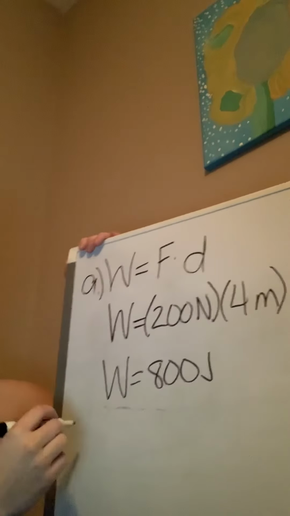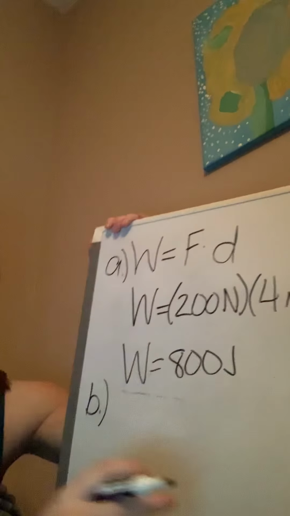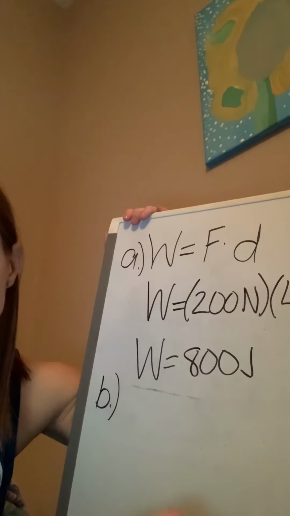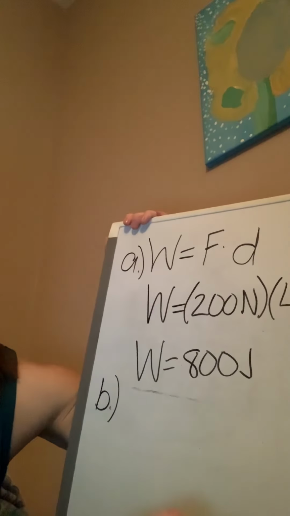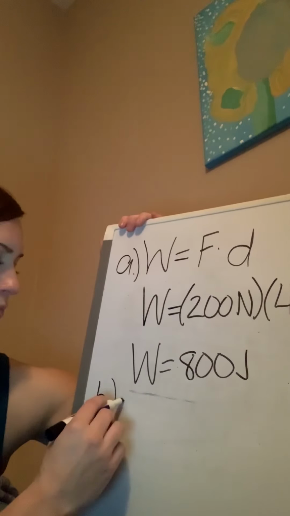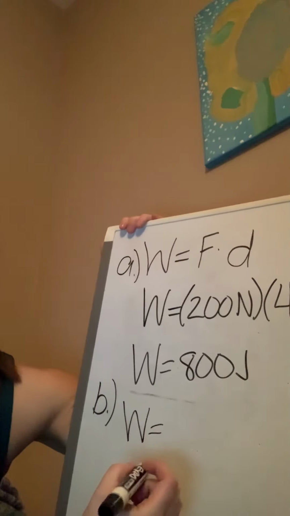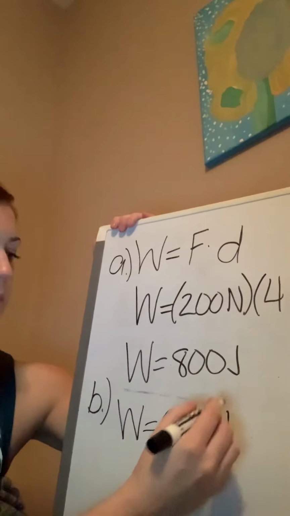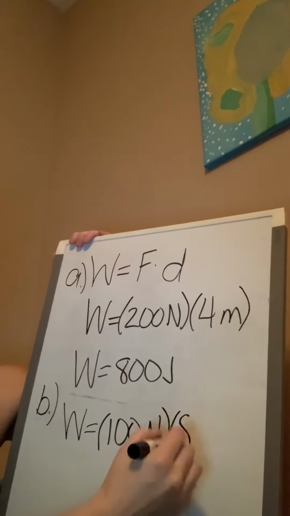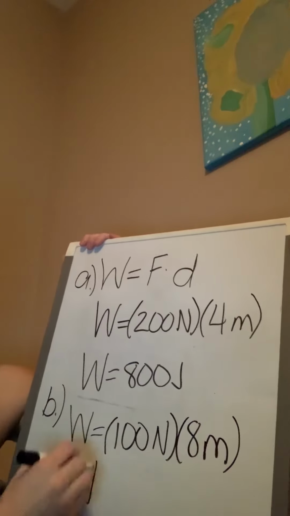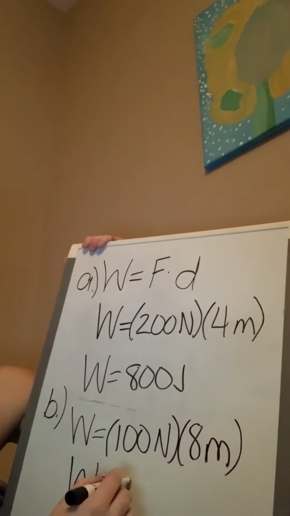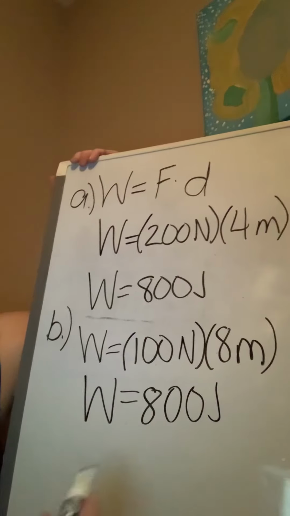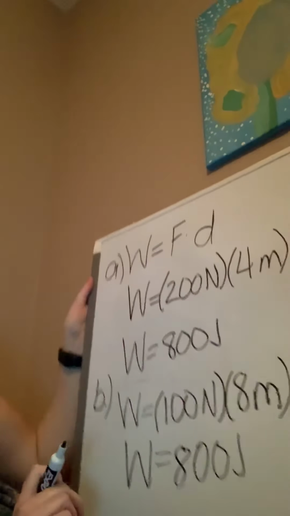On B, it says if she pushes with the original force, 100 newtons, over 8 meters, how much work does she do? Let's see what that comes out to be. Original force is 100 newtons over 8 meters. 1 times 8 is 8, so that's also going to be 800 joules. So A and B come out to be the same answer.